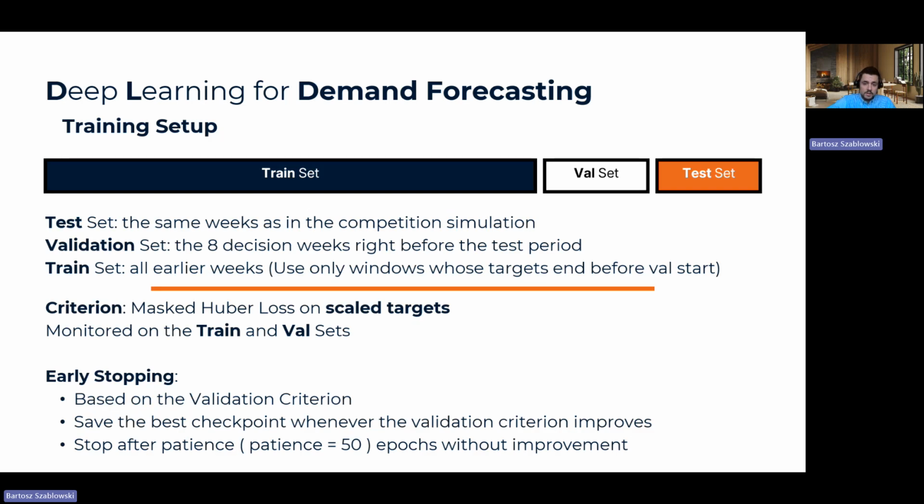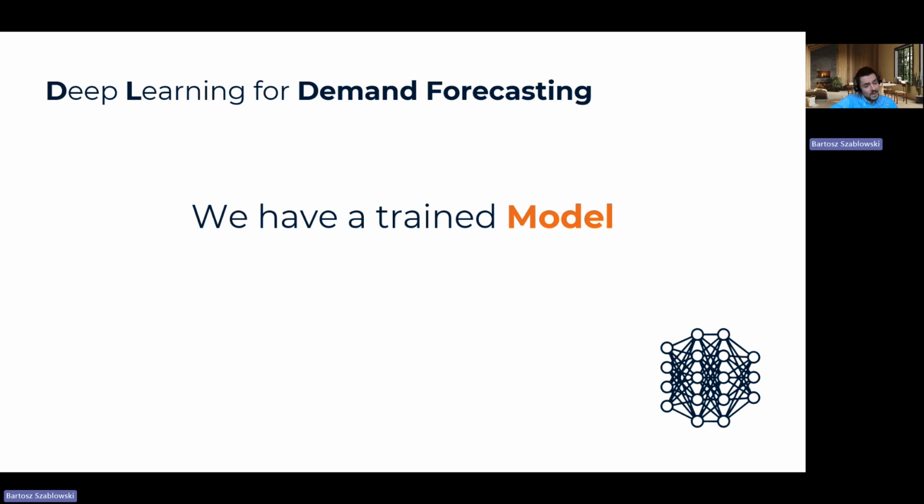The data split is designed in a way to avoid time leakage. The test set is exactly the same weeks corresponding to the competition simulation. The validation set is the 8 decision weeks right before the test period. The training set is everything earlier. I monitor the loss metric both on the training and validation sets, and I use the validation value for early stopping. At this point, we already have a trained demand forecasting network, right?